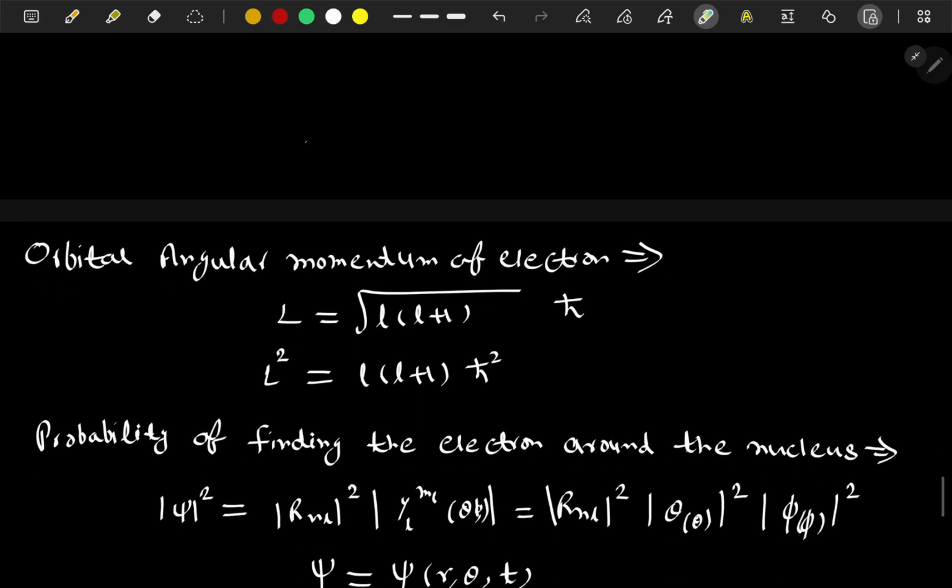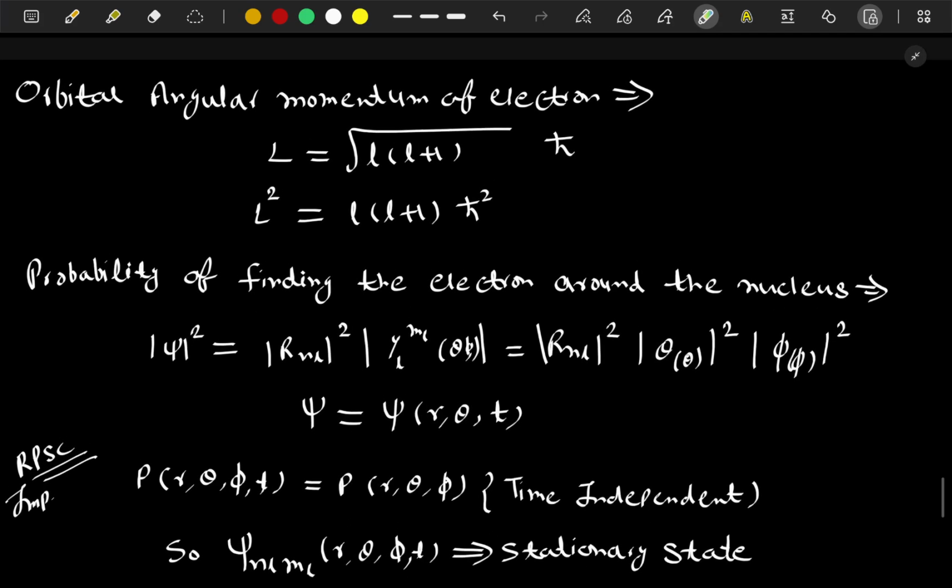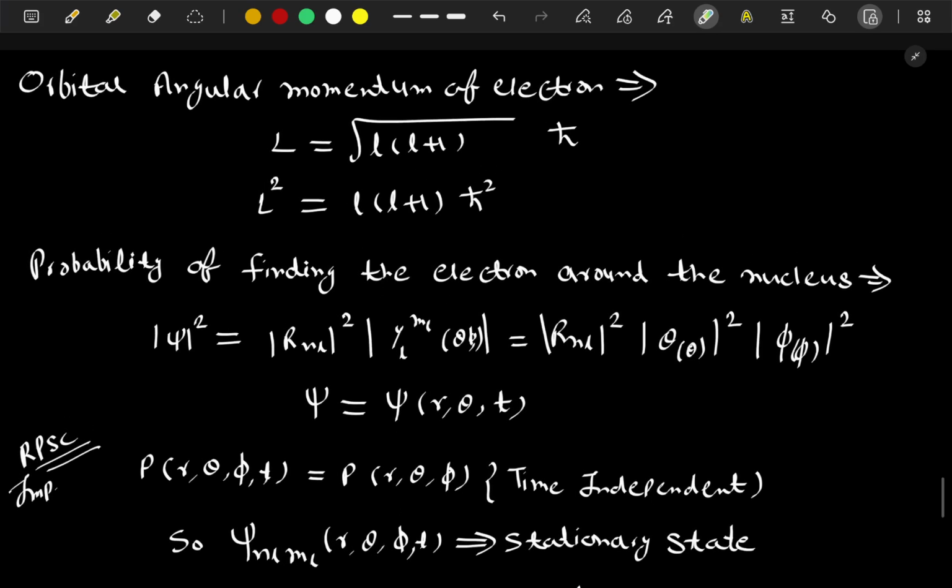Now the orbital angular momentum of the electron, L, is under root l into l plus 1 times h cross, and L square equals l into l plus 1 times h cross square. Now we know the probability of finding the electron around the nucleus is psi square, which is R n l square and Y l m square of theta phi. So it can be written as separate parts for the radial and spherical harmonic part, and the spherical harmonic can also be separated in the form of theta and phi.